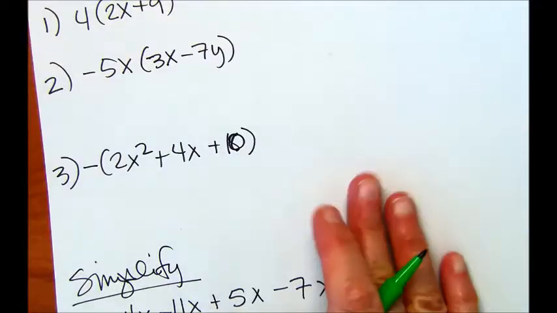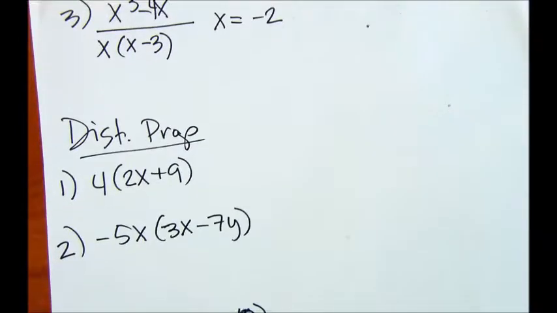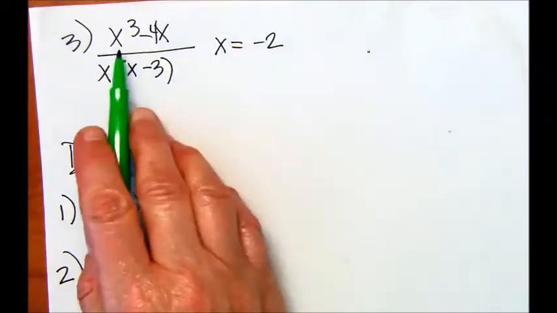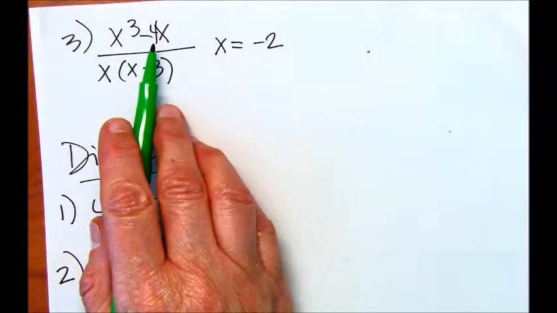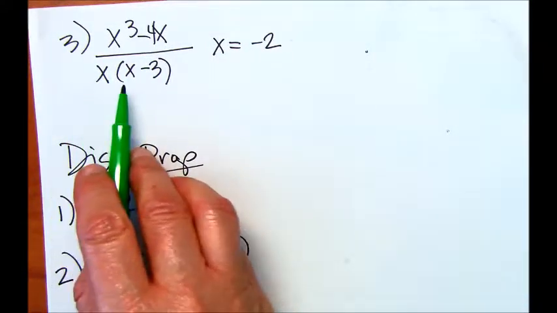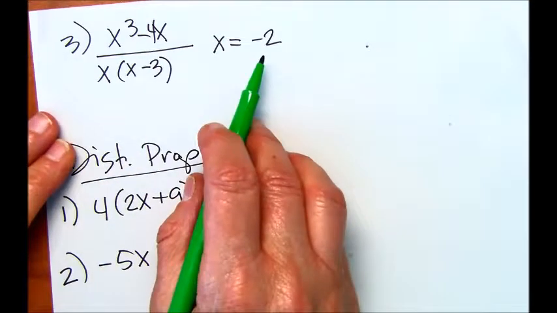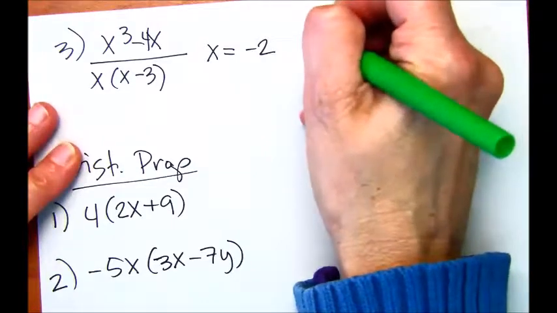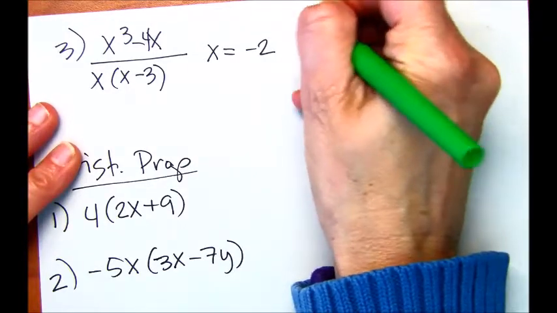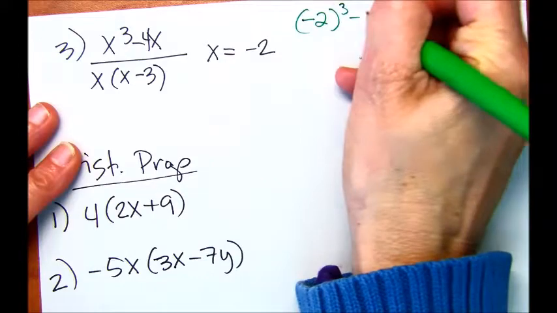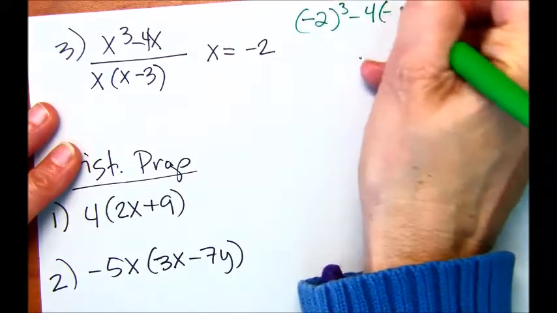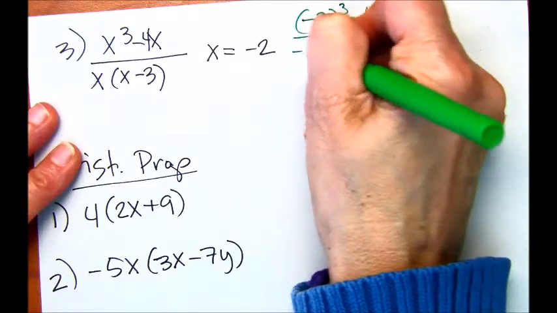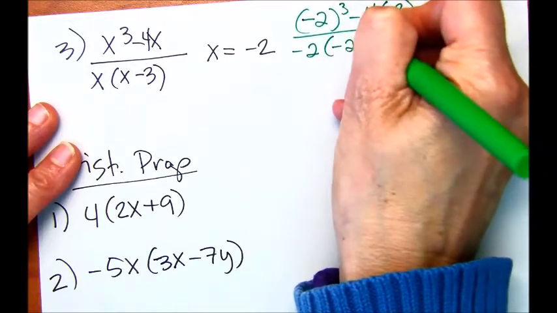All right, let's see. Moving on, we've got x cubed minus 4x over x times x minus 3, and x is going to be a negative 2. So let me rewrite that. We've got negative 2 cubed minus 4 times negative 2 all over negative 2 times negative 2 minus 3.